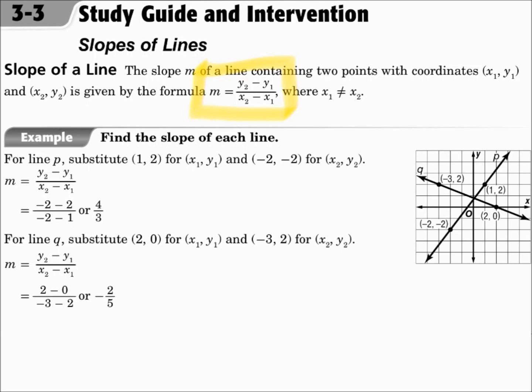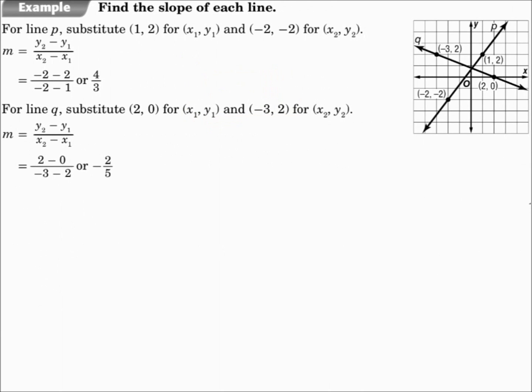We'll substitute our numbers in and find the slope. Find the slope of each line. For line P, the point 1, 2 is your x1, y1, and the point -2, -2 is your x2, y2. So in the formula, y2 minus y1 will be -2 minus 2. x2 minus x1 will be -2 minus 1. And that's -4 over -3, which is 4/3. Leave your answer improper. Don't make it a decimal. Keep it as a fraction. If it reduces to an integer, then make it an integer, but never make it a mixed number.